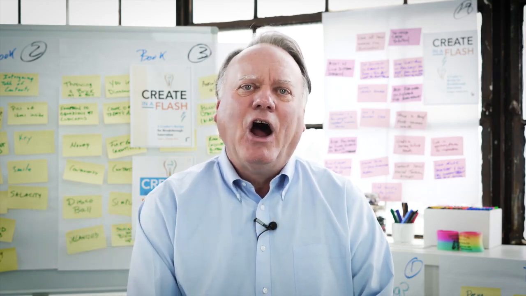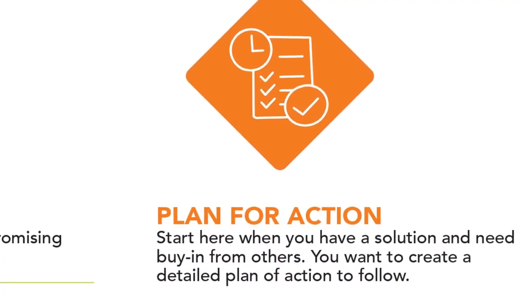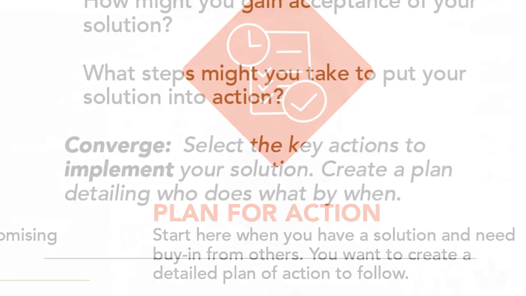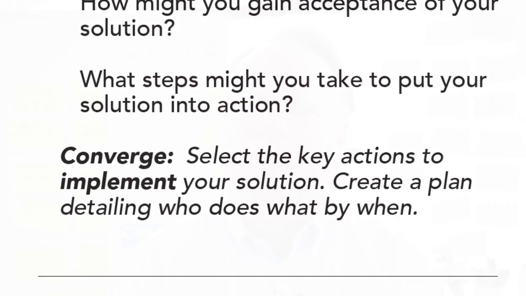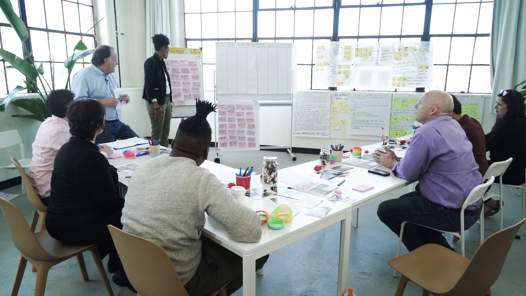If the book is the recipe, this video is your cooking lesson on creating an action plan. Here's where we're at in the creative problem-solving process. We are at plan for action, and we're converging and developing a specific action plan.